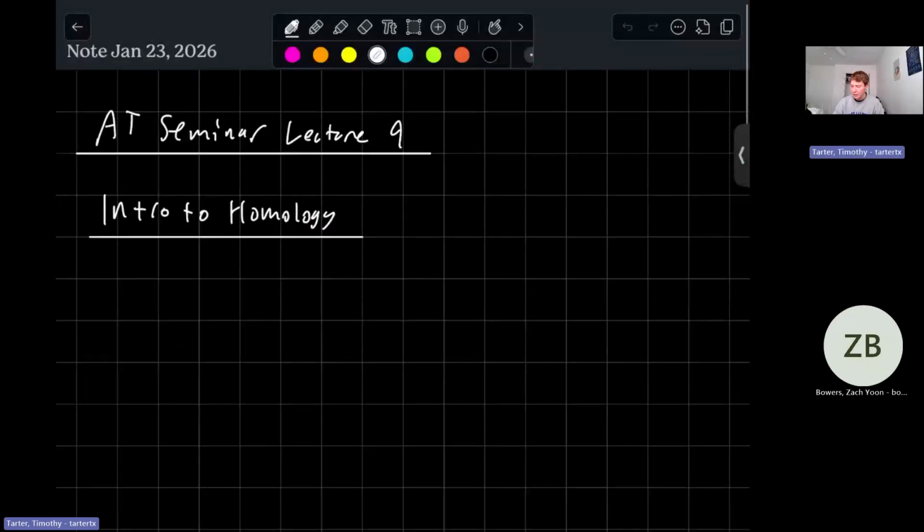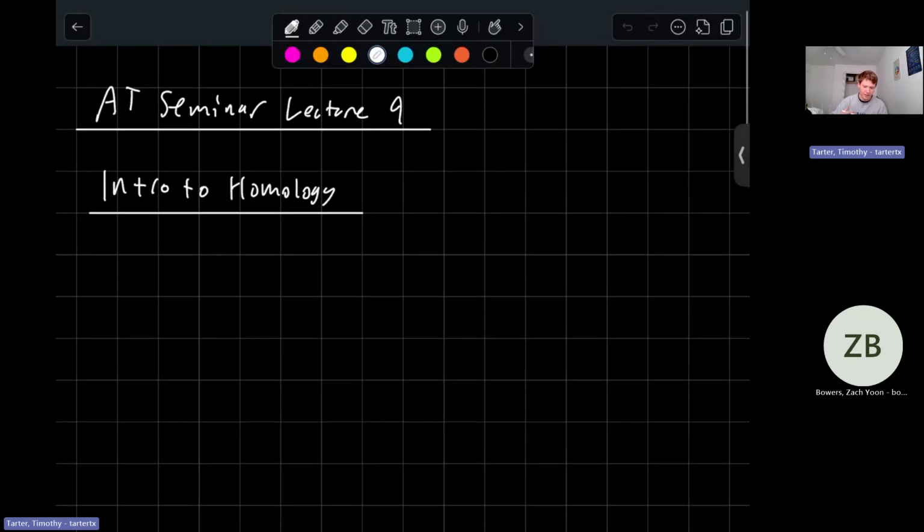So, yeah, today we're doing intro to homology, which is a very fun topic. My exposure to homology so far has been through algebraic geometry, and the homology and cohomology of sheaves. So this is hopefully going to be kind of a new spin on something that I've seen before and maybe you've seen before, but maybe not.